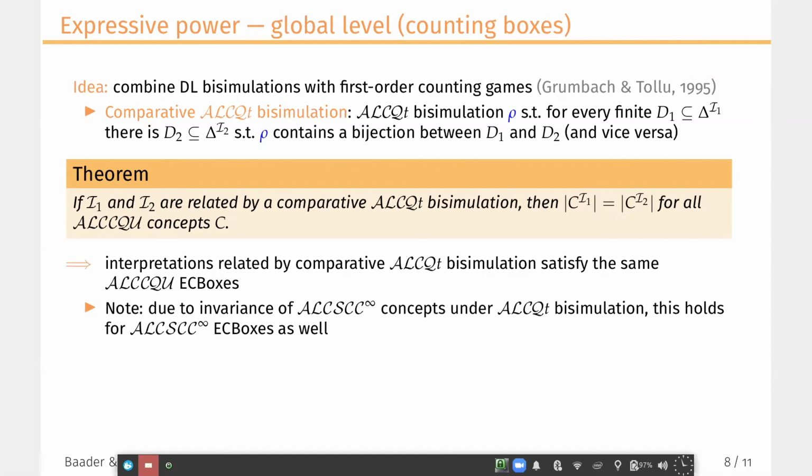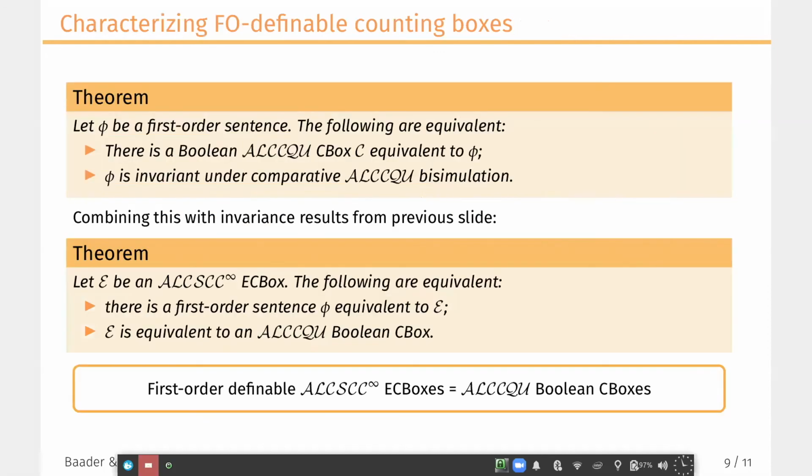So we proved that interpretations related by bisimulation satisfy equality of cardinalities for all concepts. And in a similar fashion, we proved some characterization results. The last slide will contain a nice lattice that shows this. Here, again, we proved what is first order definable.